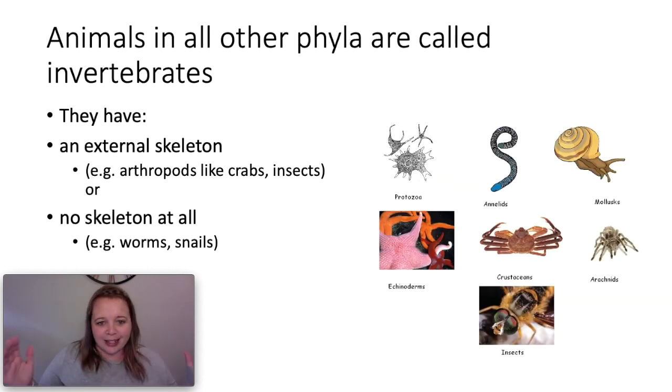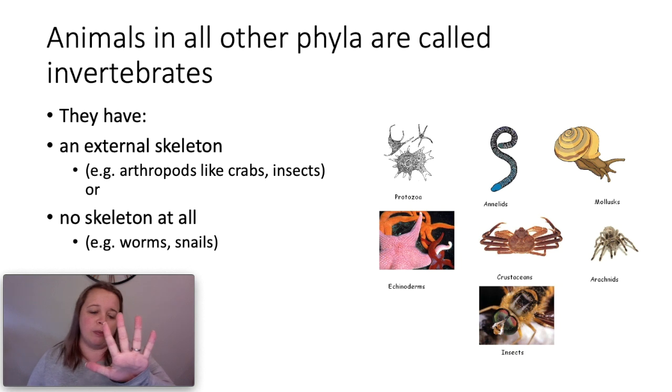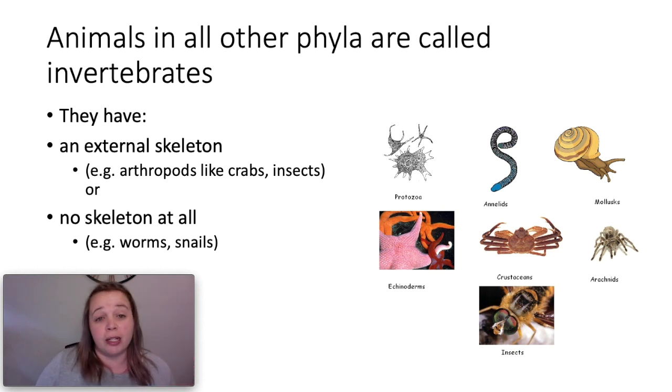So anything that doesn't fall within one of those 5 vertebrate groups, so you could be a fish, an amphibian, a reptile, a bird, or a mammal. If you don't fall in one of those 5 groups, then you're classified as an invertebrate. And that means most likely your skeleton is no longer on the inside of your body, your skeleton is on the outside of the body. So you could have an external skeleton, like a lot of insects, arachnids, and crustaceans. All of those guys have an external hard covering, no internal bones, or you could even have no skeleton at all.